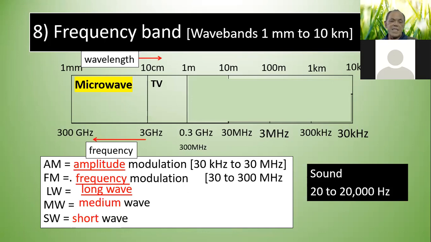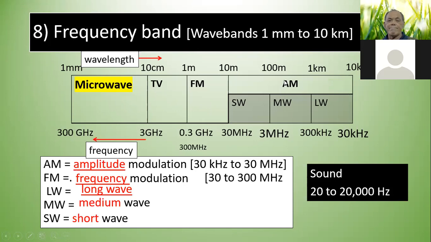So your TV is from 0.3 gigahertz to 3 gigahertz. Each of these is times 10. FM is from 30 megahertz to 300 megahertz. Then you have your AM, where your short wave, medium wave, and long wave are under amplitude modulation. So it's from 30 kilohertz to 30 megahertz.